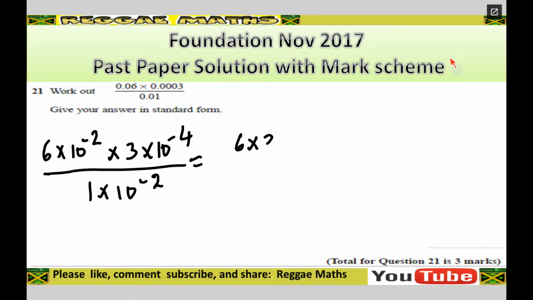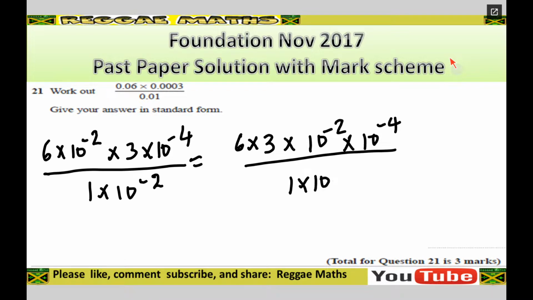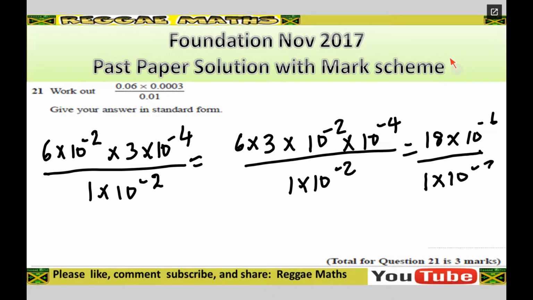6 times 3 is 18, times, remember you add the powers when you multiply, so minus 2 add minus 4 gives me 10 to the minus 6, all over 1 times 10 to the minus 2.